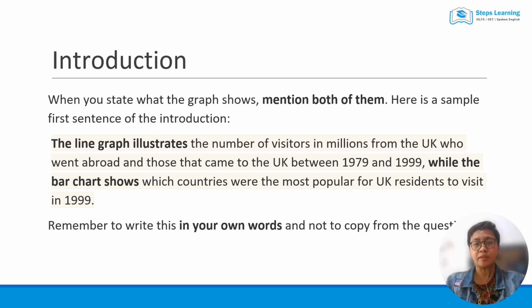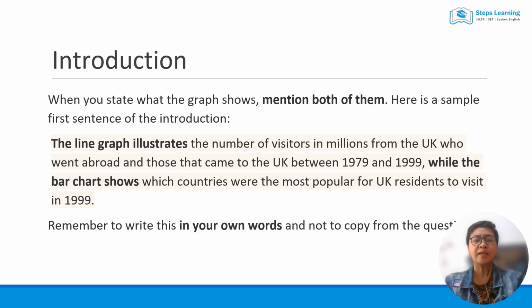So here is our introduction. When you state what the graph shows, mention both of them. So here's a sample first sentence of the introduction. The line graph illustrates the number of visitors in millions from the UK who went abroad and those that came to the UK between 1979 and 1999, while the bar chart shows which countries were the most popular for UK residents to visit in 1999. So remember to write this in your own words and do not copy from the question.